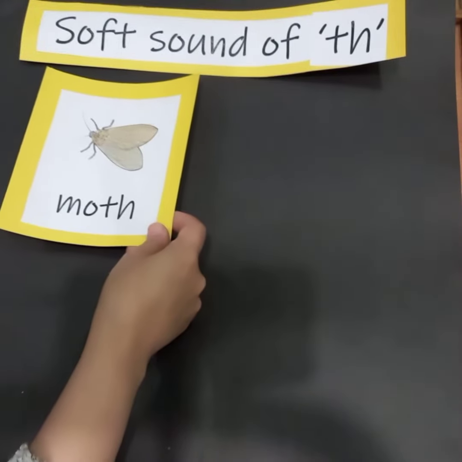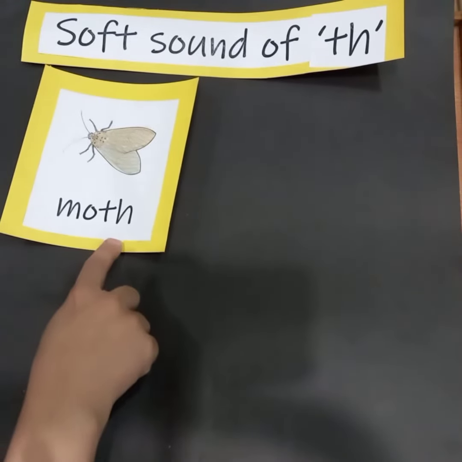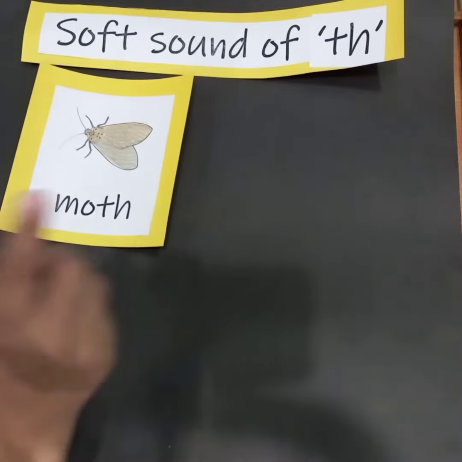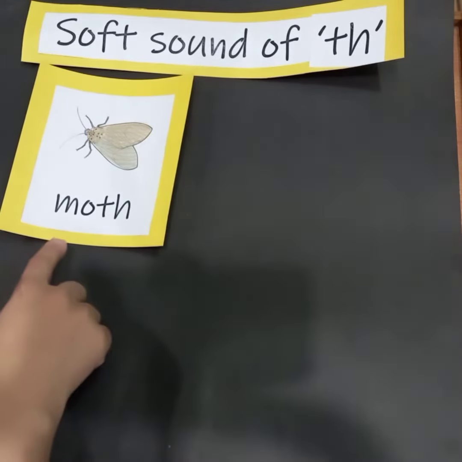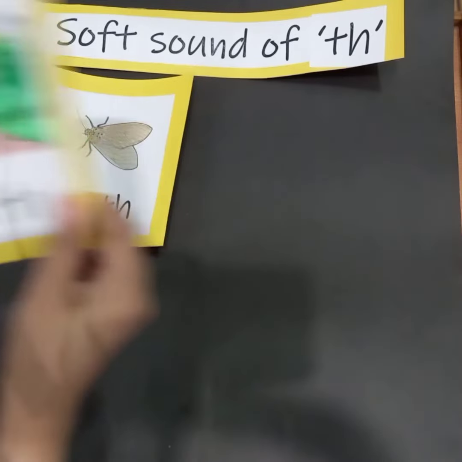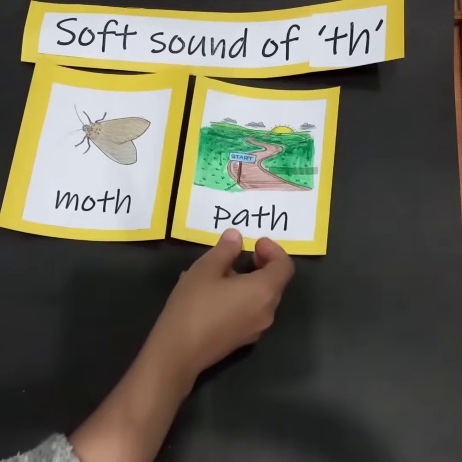Moth. Now the sound of TH is coming at the end. So TH can be at the start of the word or at the end of the word. Moth. Bat.